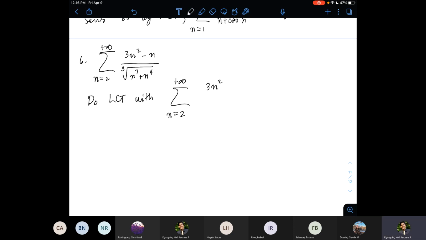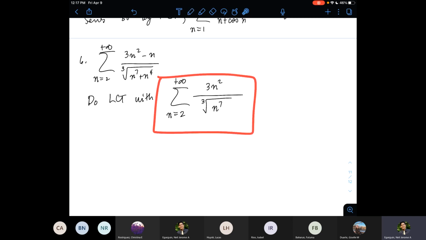All right. Now, how about the denominator? How does it behave? Well, in the long run, n to the 4th can be ignored because it will be outgrown by n to the 7th. So the denominator just behaves like the cube root of n to the 7th. So my plan is to use this as my testing series for the LCT.